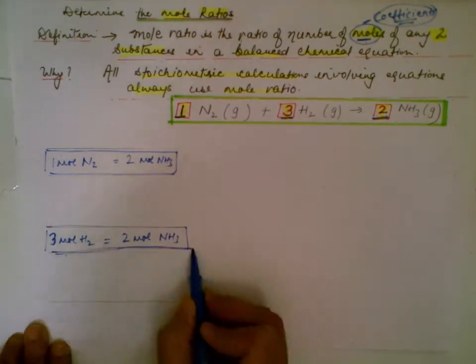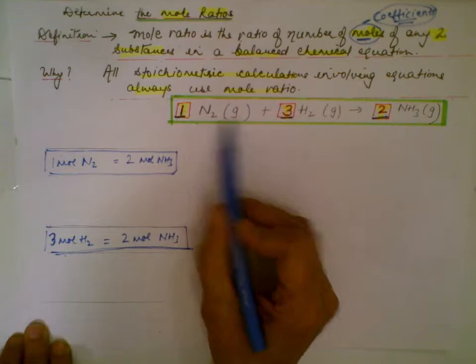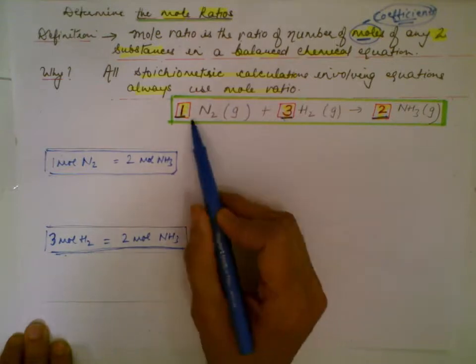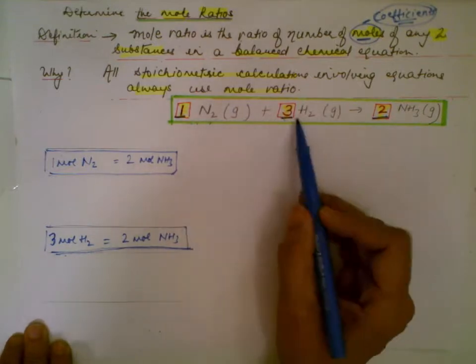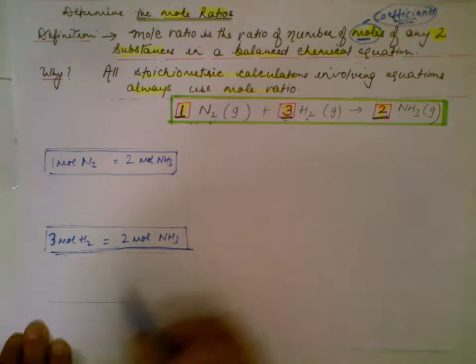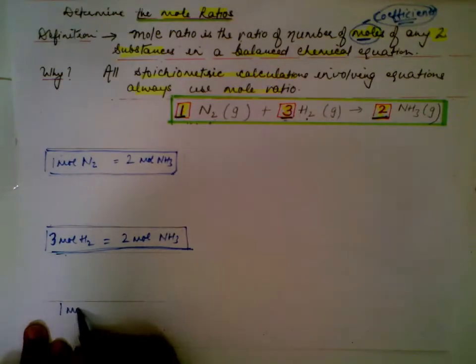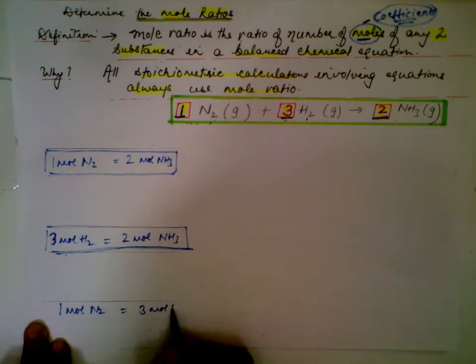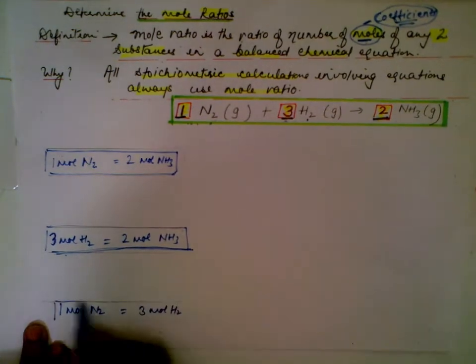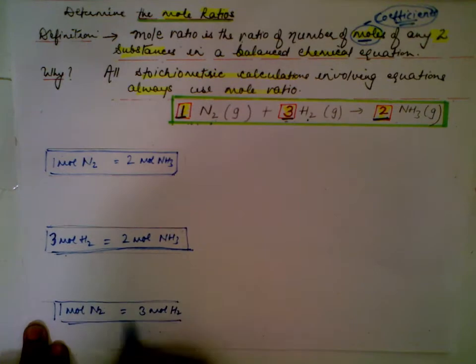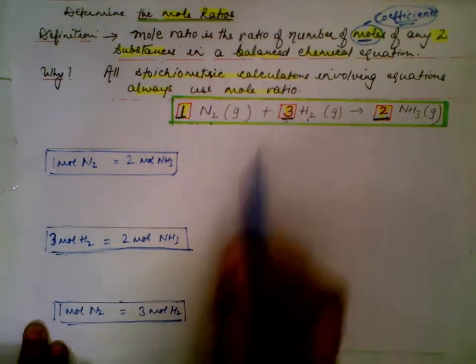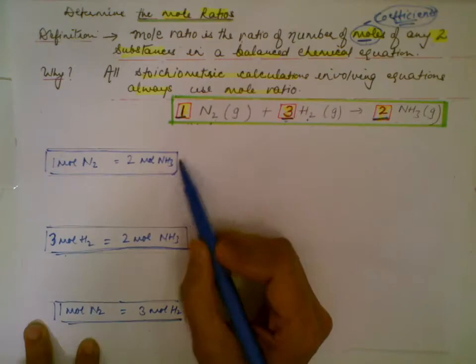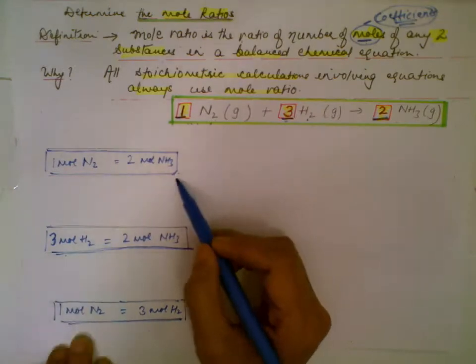What can be another equivalent here? This can be another equivalent. For every 1 mole of nitrogen consumed, 3 moles of hydrogen are consumed. That's all. These are the only 3 equivalents that we can make from here. So from one equivalent, we can make 2 conversion factors.